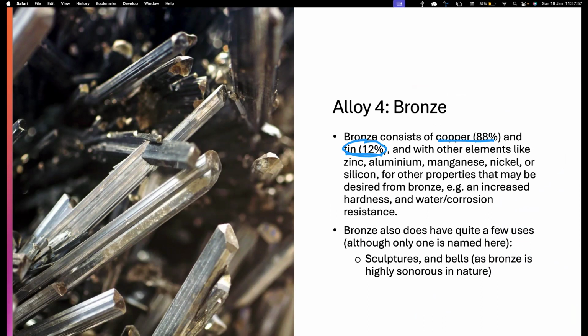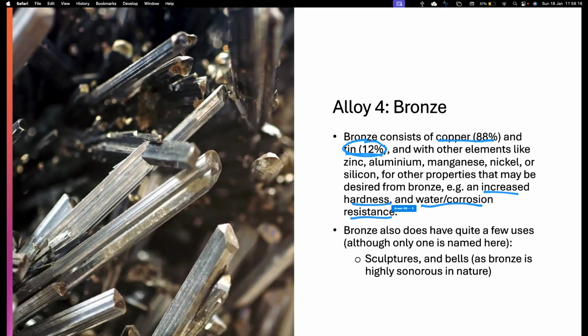Now, it may have other elements added to it, such as aluminium, nickel, manganese, or silicon. Why? Because it may improve the properties, such as hardness, corrosion resistance, or water resistance, as we can see on there.